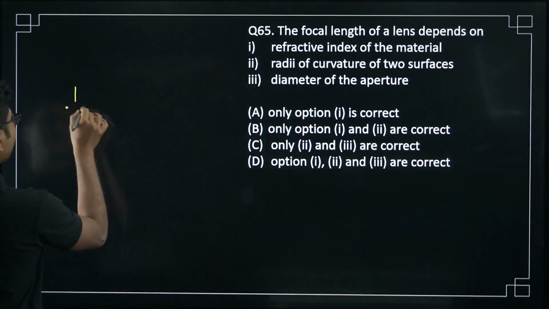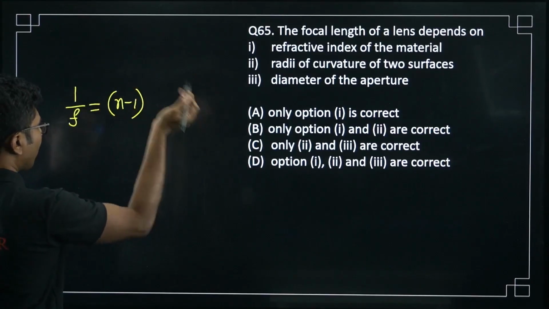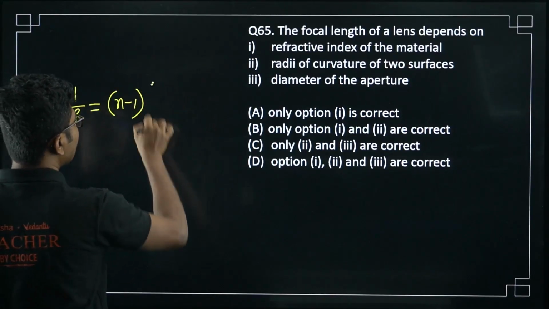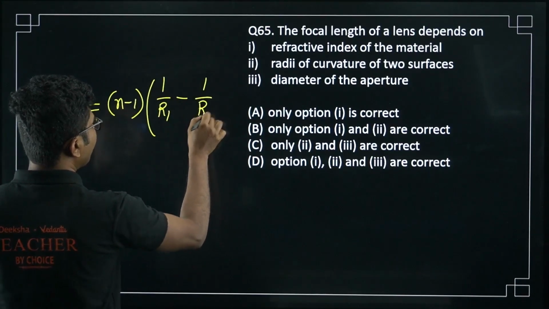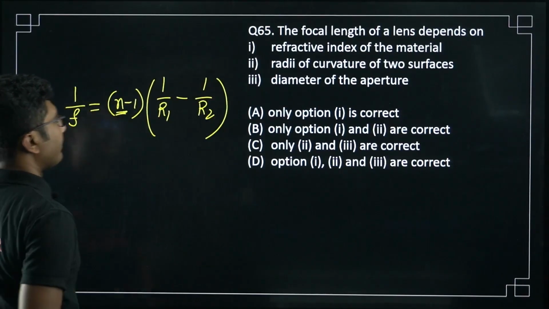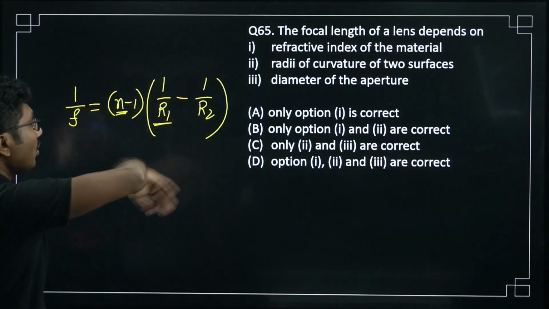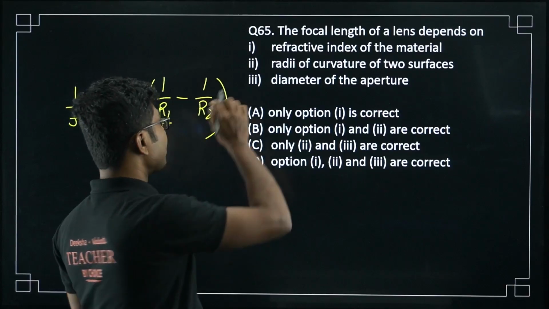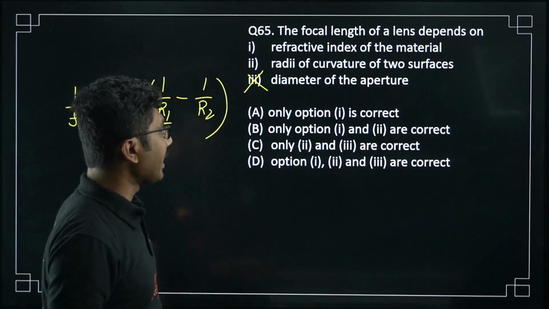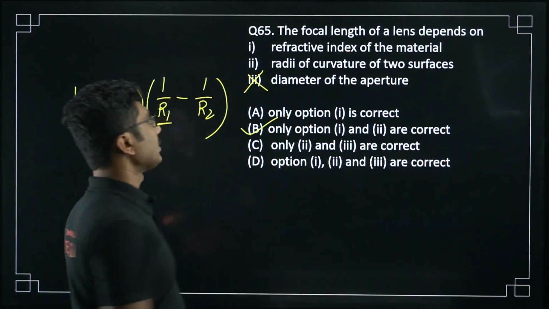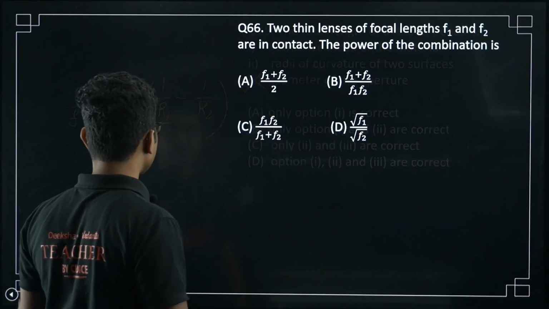So what is the lens maker's formula? Lens maker's formula is n minus 1, normally for air we are considering 1, times 1 by r1 minus 1 by r2. So definitely, as you can see, it depends on the refractive index, it depends on the radii of curvatures, but there is no diameter of the aperture, so option 3 is not correct. So only option 1 and 2 are correct. 3 is not related. Next question.